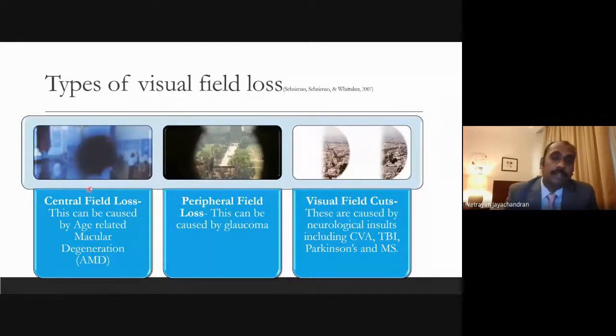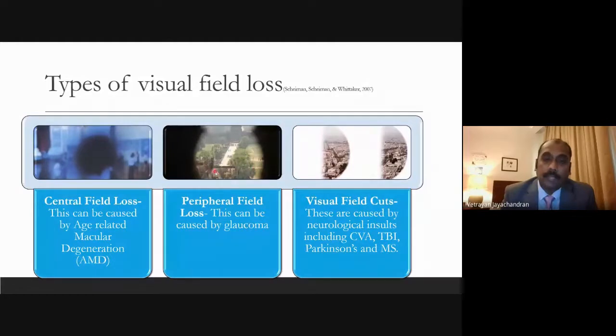And this type of visual field loss, the central visual field loss, you can mainly see in age-related macular degeneration. Next is peripheral visual loss, where you are able to see the central visual field, but your peripheral area is affected. We call this tunnel vision. So you can only see a particular part of the images. This type of vision loss is usually seen in conditions like glaucoma.